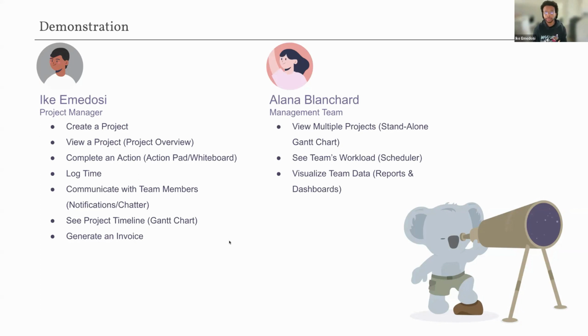What she's going to do is view multiple projects via the standalone Gantt chart. Again, she can view multiple projects in many different ways, but we're going to focus on just the Gantt chart because that seems to resonate with most individuals. And then she's going to do a little bit of resourcing. She's going to see the team's workload via what we call the scheduler.